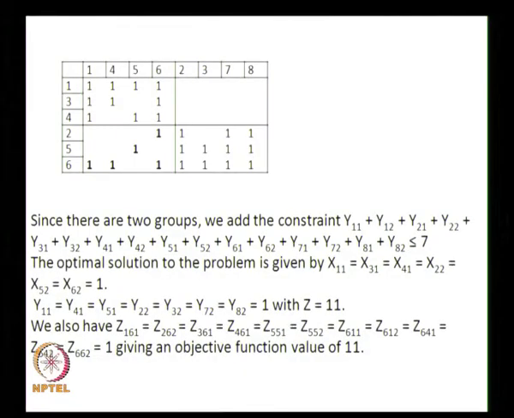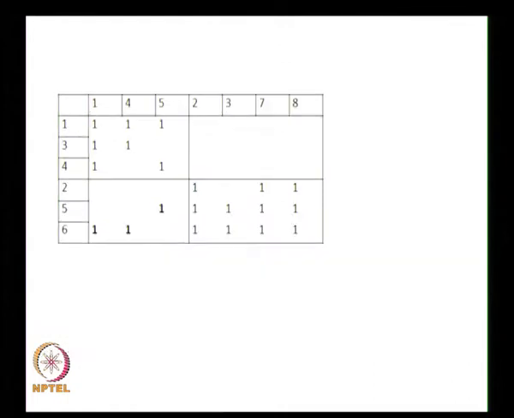So, the optimum solution is given with part number 11, 31, 41, 22, 52, 62 equal to 1 and with z equal to 11, 7282 equal to 1. We will now see that 6 is missing. So, part number 6 is subcontracted in this.